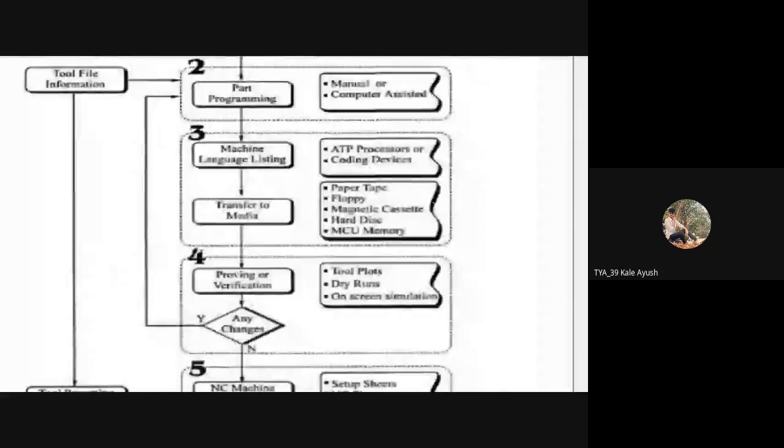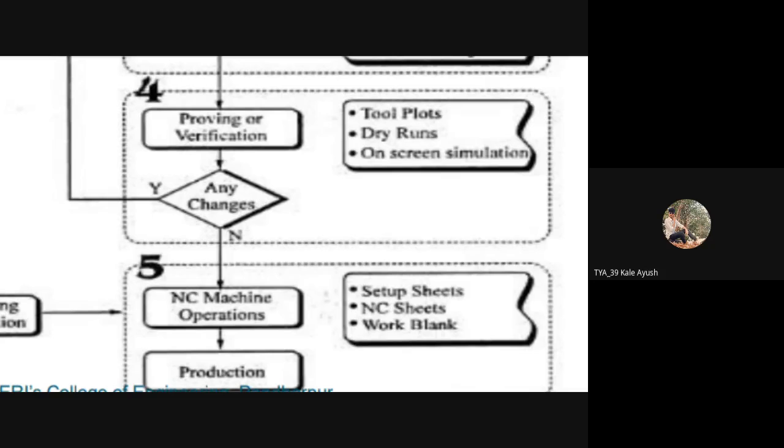Okay, in the machine, after that feedback will be generated, and that feedback will be provided again to the control unit. That control unit will rearrange the schedule, and again the last output or production will be there. Before production we see machine operations and setup sheets, CNC sheets, work blank. These are the outputs, and definitely they will also provide documents.